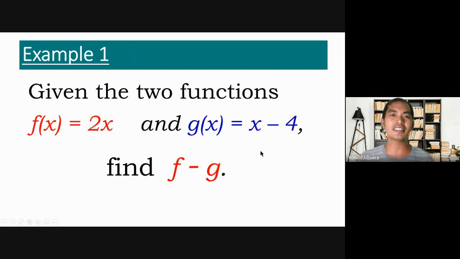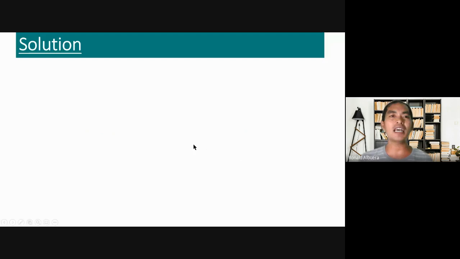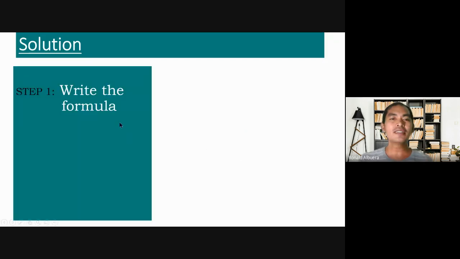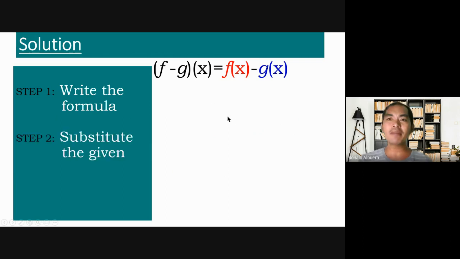Okay, example number 1. Suppose the given two functions f of x equals 2x and g of x equals x minus 4. Find f minus g. Okay, ano yung solution natin? Una, write first the formula. Yung f minus g equals f of x minus g of x. Pangalawa, magsusubstitute na tayo. Ano yung f of x? We have 2x. Ano yung g of x? We have x minus 4.